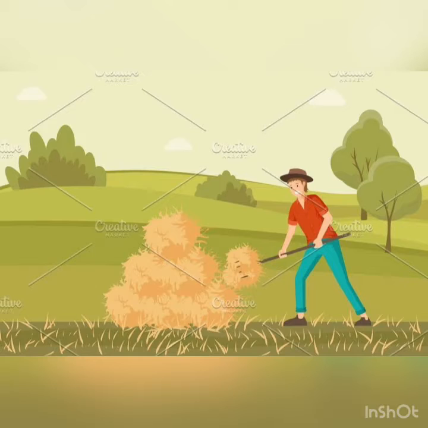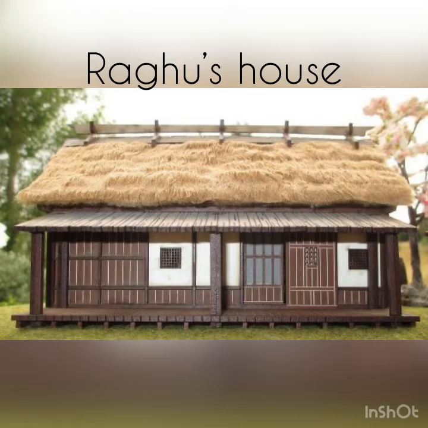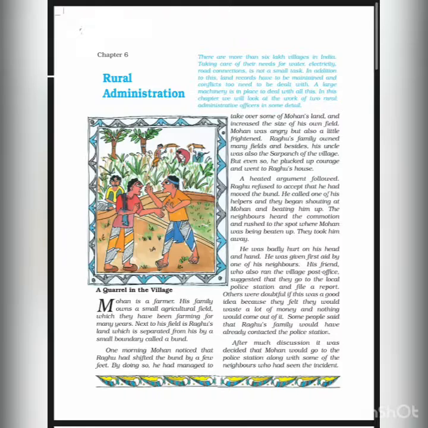Raghu's family owned many fields, and beside this, his uncle was also the sarpanch of the village. After knowing this, Mohan plucked up some courage and went to Raghu's house. There was a heated argument between Raghu and Mohan. Raghu refused that he has not taken any part of Mohan's land. Then Raghu called one of his helpers and started beating Mohan.